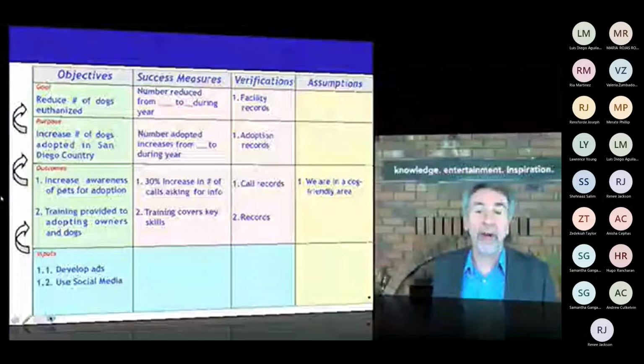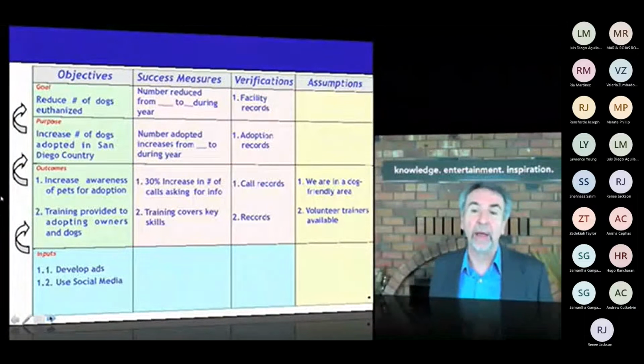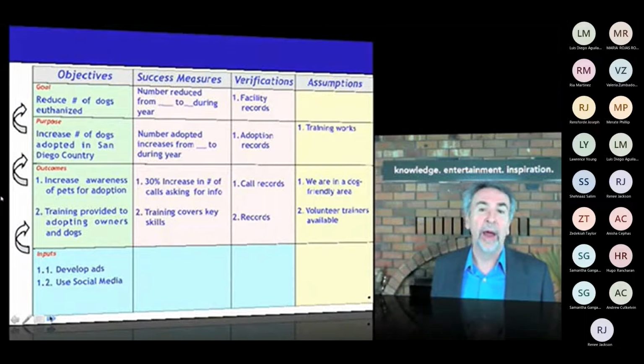All right. The group identified a set of assumptions. We're in a dog-friendly area, volunteers available. They had identified assumptions that impact each level. The training works. People are willing to adopt a bad dog. The goal level, no major change in policies. So there's what I call the implementation equation.